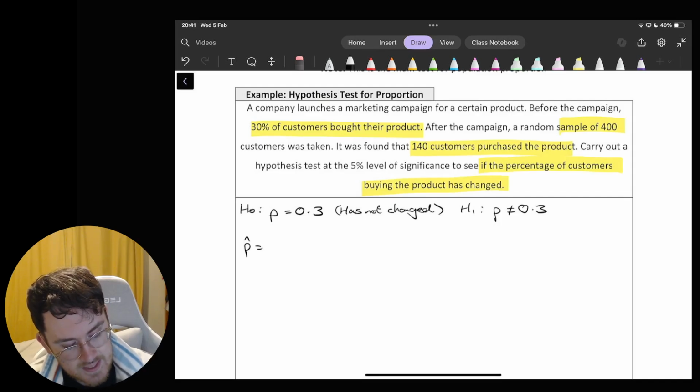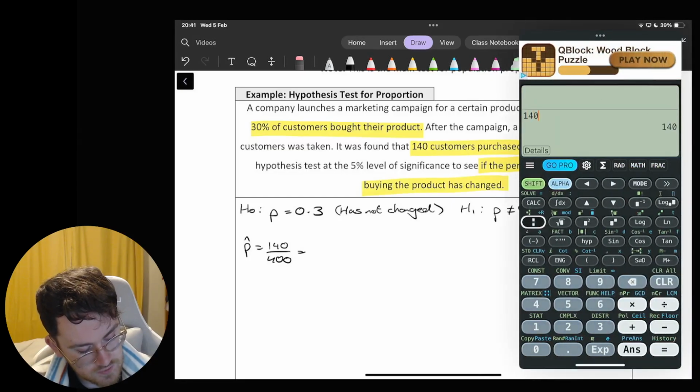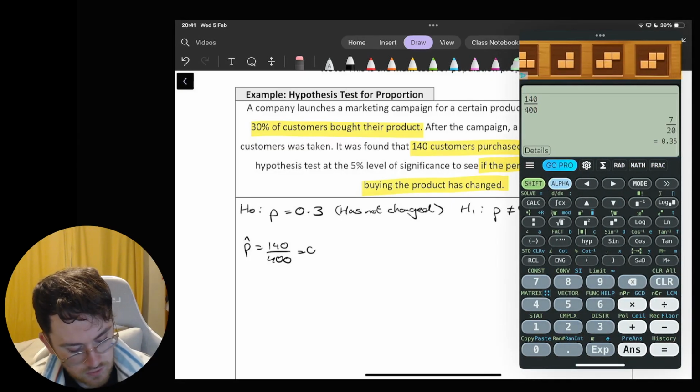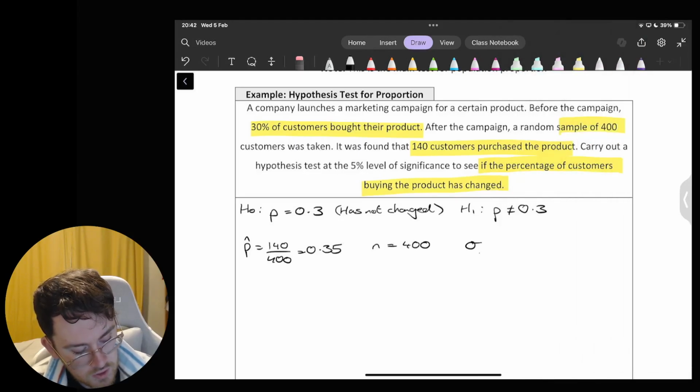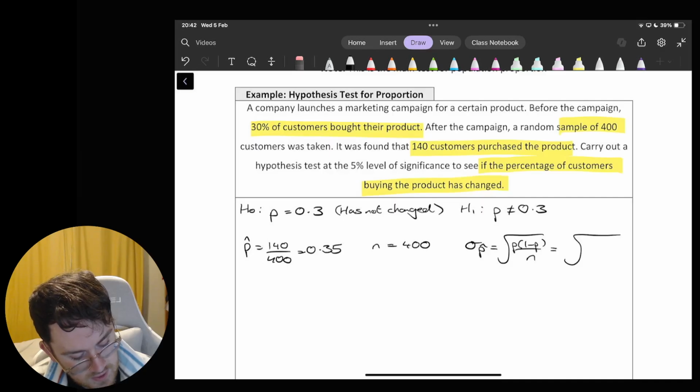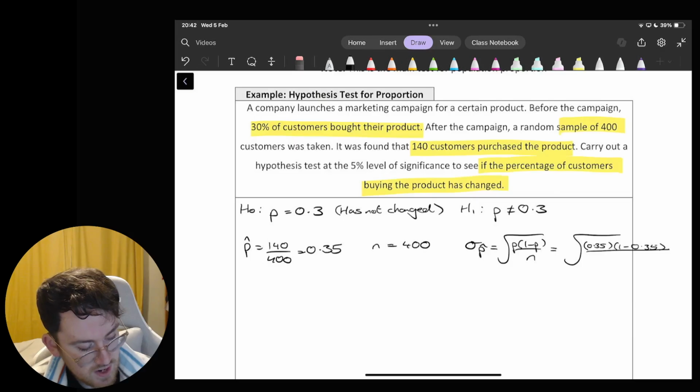P hat is the sample proportion. That's the 140 customers out of the 400 customers. So let's work out what that proportion gives me in total. That's 0.35. So my sample proportion was 0.35. My sample is 400 people. We could also look at our standard error here, which is the square root of P hat (1 minus P hat) over n, knowing that we use our sample proportion here because, as we've been saying, P is very rarely known in these questions.